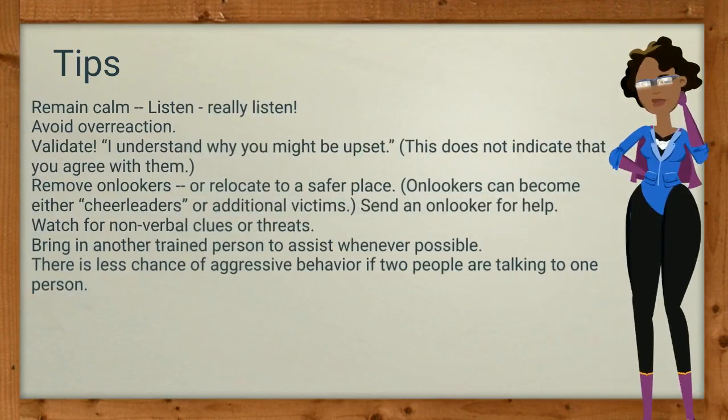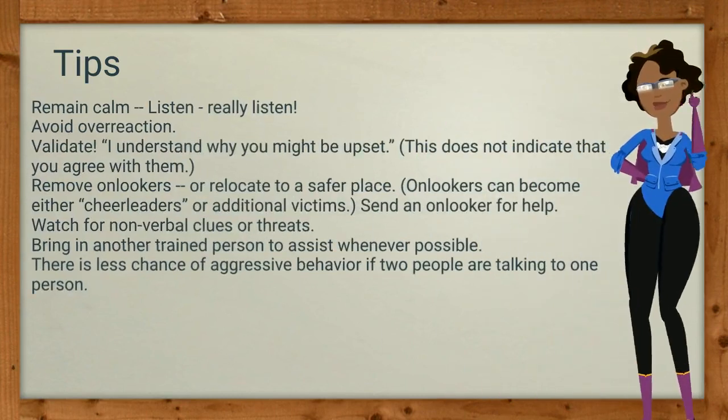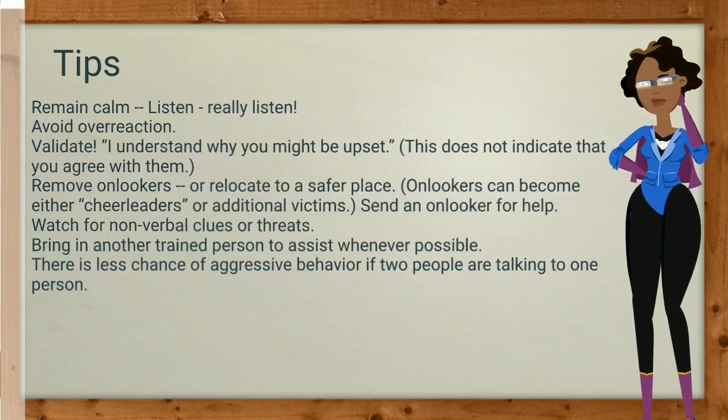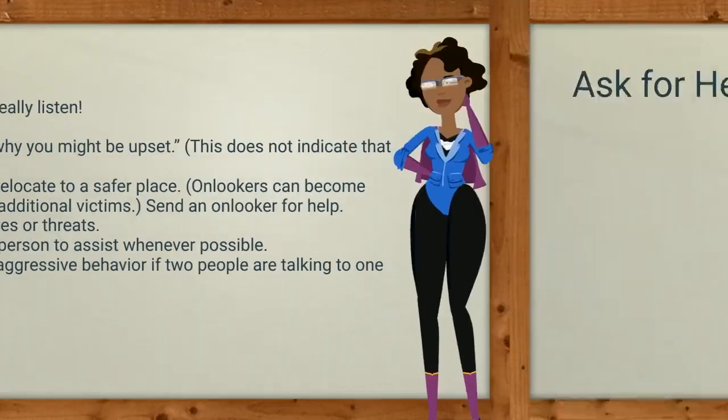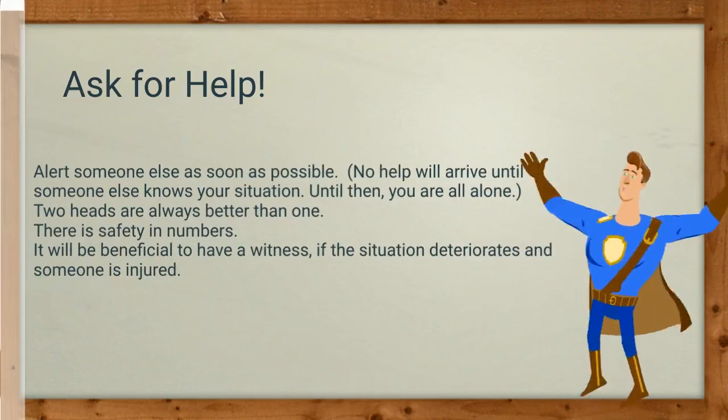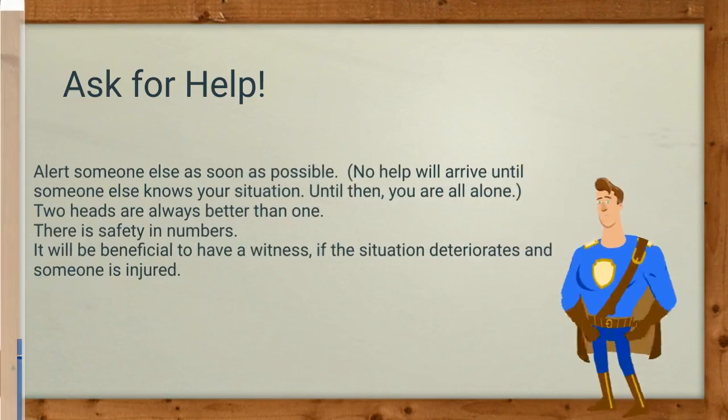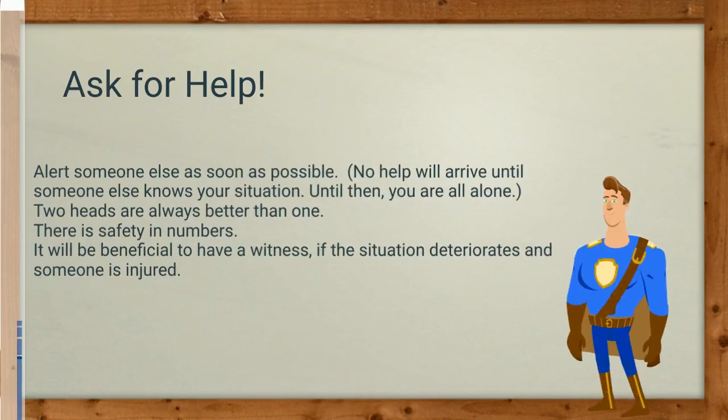Tips: remain calm. Listen, really listen. Avoid overreaction. Validate the other person. Remove onlookers. Watch for nonverbal clues or threats. Bring another person in to assist when possible. There is less of a chance of aggression with 2 or more people. Ask for help. Alert someone when possible. 2 heads are better than 1. There is safety in numbers, and it will be beneficial to have a witness if the situation deteriorates and someone is injured.